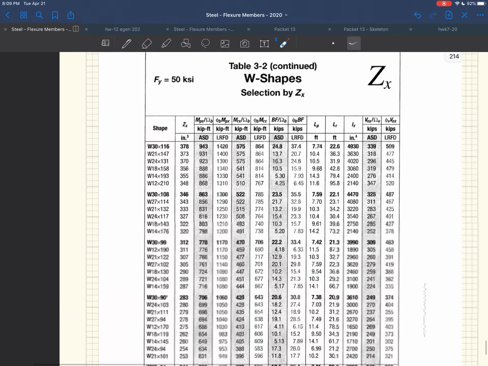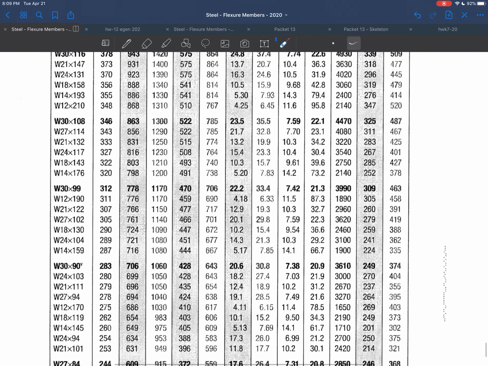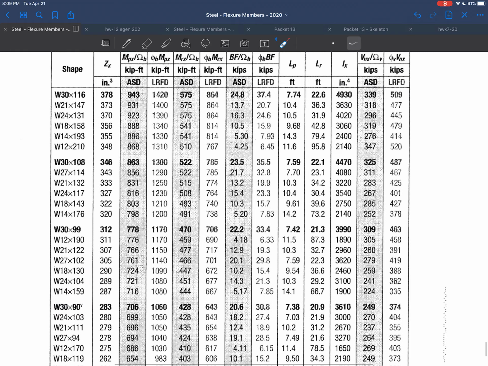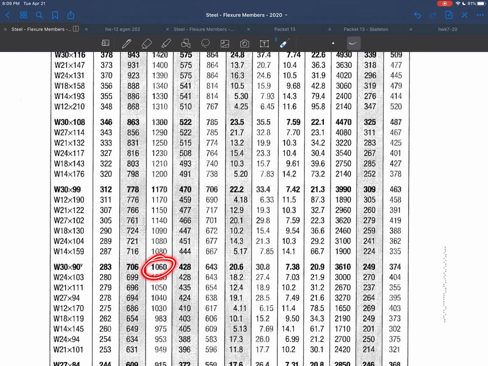So you go to the Z tables. Look at that, I just happen to have them right here. So W30 by 116, 30 by 99. So this is W30 by 90. Okay, so that's the one we said we were going to use. PMP is this column right here, and so that's 1060. So the plastic moment capacity of a 30 by 90 is 1060.